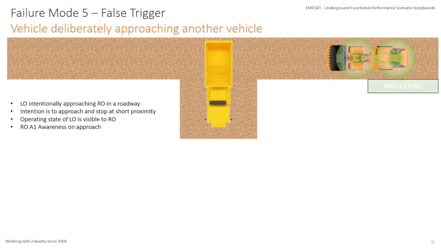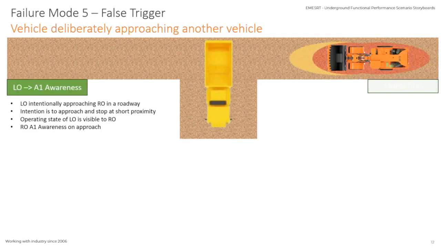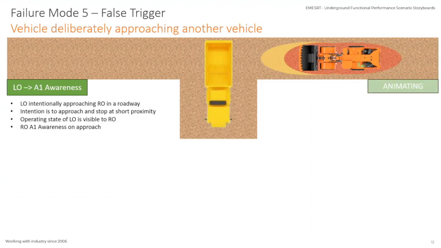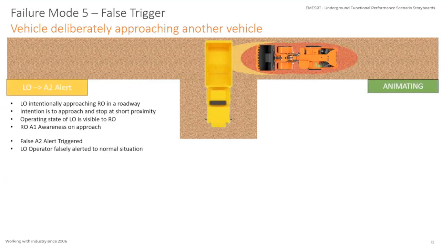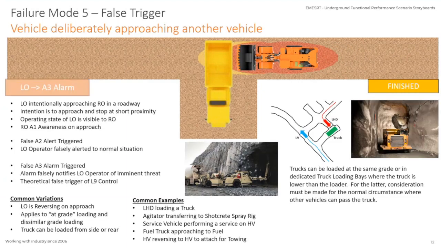So here, if we didn't have a solution for this in place, we'd have our A1 on approach, and then theoretically we'd trigger an A2, and if we got too close, we would trigger the A3. Now, if this was a level 9 operation, that loader wouldn't even be able to unload the bucket. They would be halted prior to even reaching that truck. So that's, I guess, why we're looking at it. As I said, lots of examples of this one.